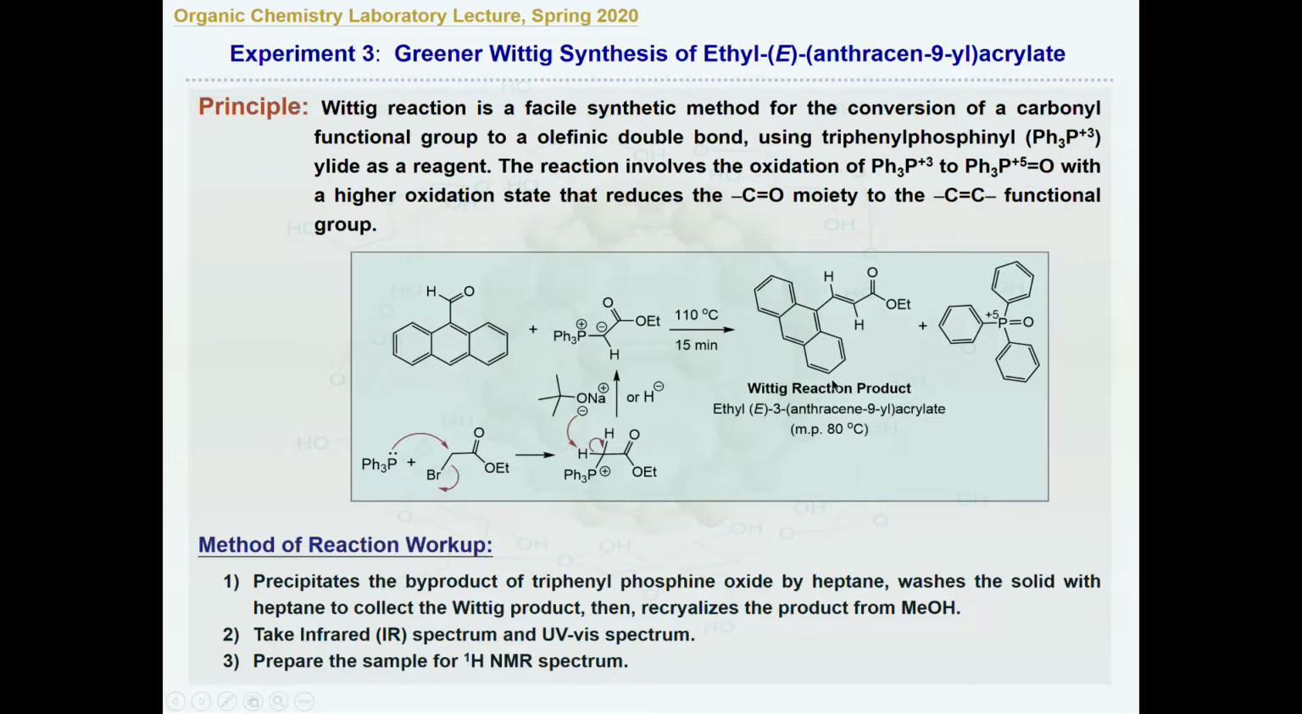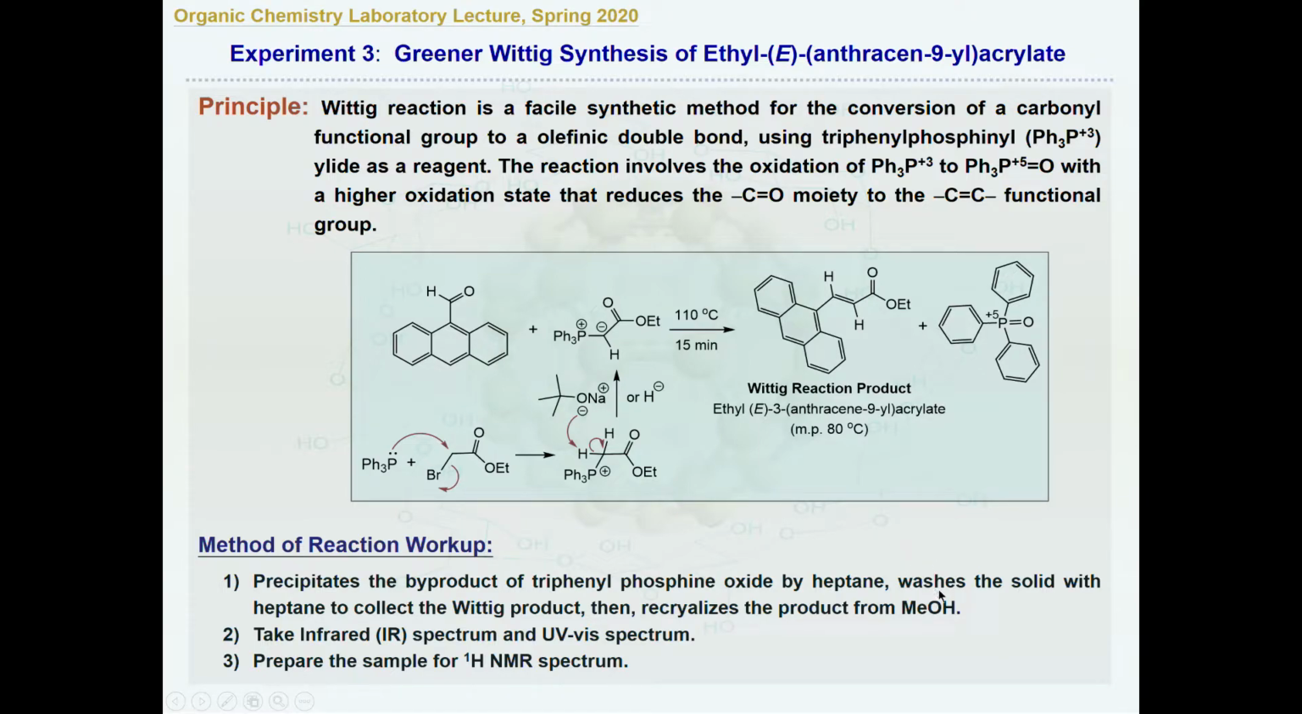The product will not be easily seen as a solid, right? Even though the melting point is 80 degrees, it may be more like a thick paste that you will see. That's the reason you need to precipitate or recrystallize from methanol, and that's what you're going to use. So you add methanol, it will dissolve, and then cool down as you did before. You know how the procedure goes to recrystallize.